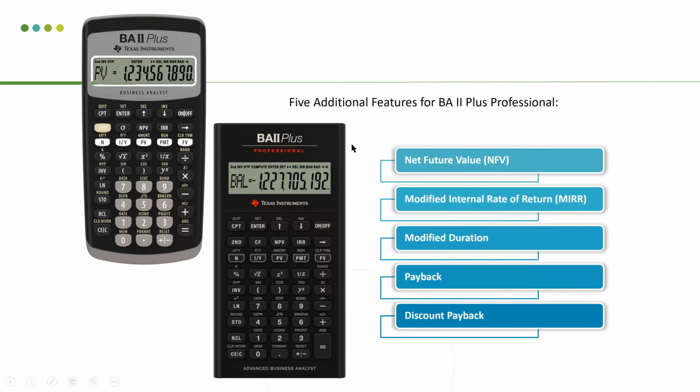Before I start, maybe I can introduce the types of financial calculator that we have. Basically we have two types: the basic one is the BA2 Plus financial calculator, and the more advanced version is the BA2 Plus Professional. This is normally used by advanced business analysts. What makes it different? The BA2 Plus Professional has 5 additional features: FV, MIRR, modified duration, payback, and discount payback. Normally, university level students will use the BA2 Plus financial calculator, depending on the usage. For professional certificates, they might need the BA2 Plus Professional.